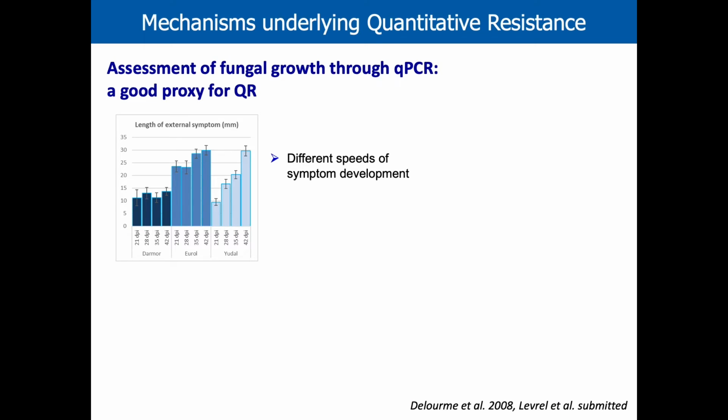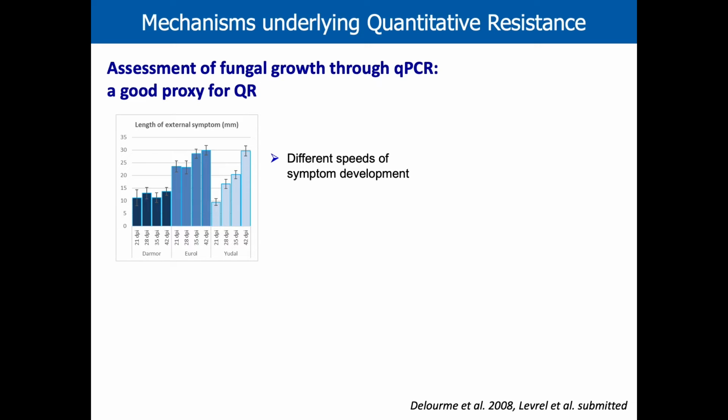We coupled this inoculation method with quantification of Leptosphaeria maculans DNA through qPCR to follow the growth of the fungus. We confirmed the significant difference between Darmor and the susceptible varieties Ural and Udall, as shown here for the length of external symptoms. Interestingly, this showed that the speed of symptom development was different according to genotypes. It was more rapid on Ural than on Udall, despite Udall being more susceptible in the field.